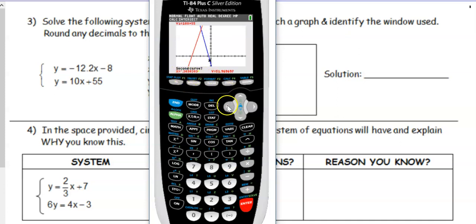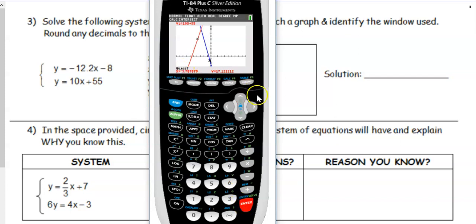What's my second line? You want to make sure now the red line is highlighted. If I go back and forth, notice I'm using the up and down arrows here. It jumps from the blue line to the red line. It doesn't matter where I push enter, I just need to tell it, hey calculator, this is the second line that I want to use to find the point of intersection.